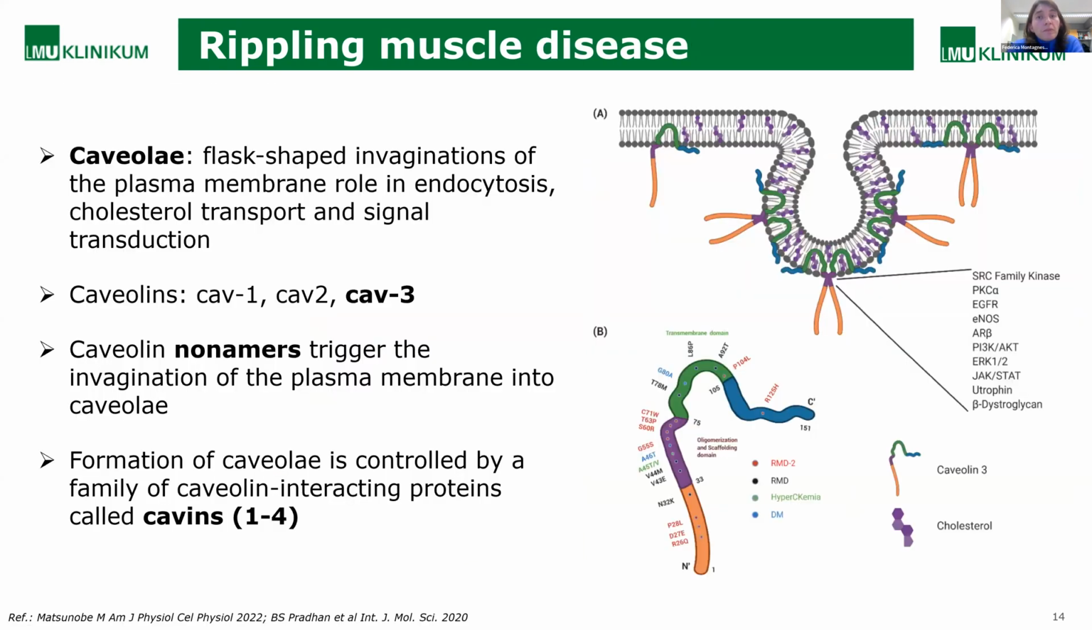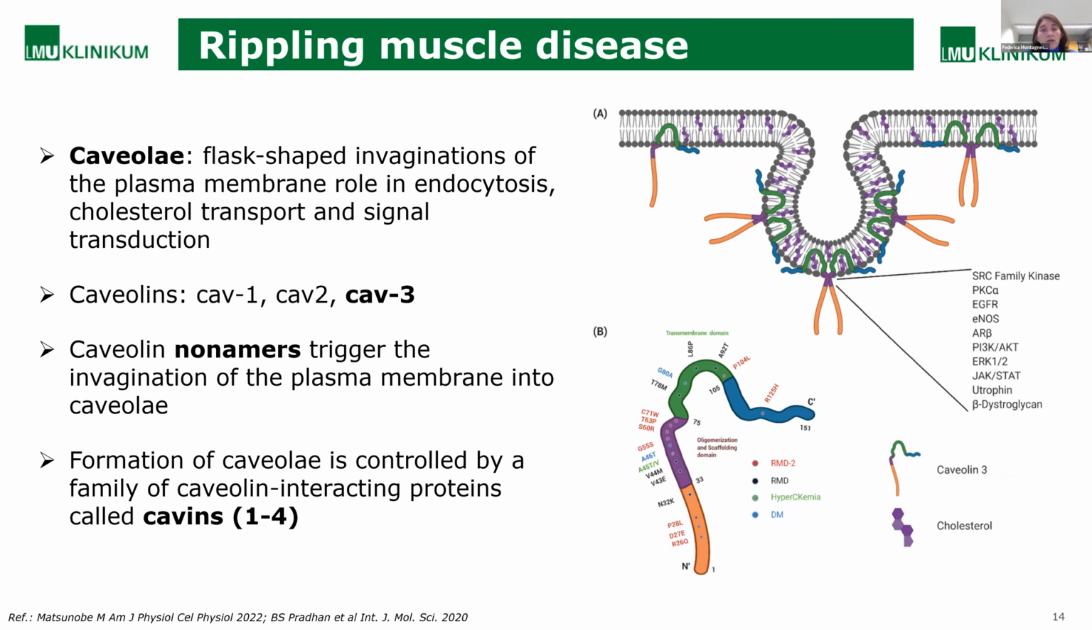The cause of rippling muscle disease is a dysfunction of caveolae, so it's a caveolinopathy. The caveolae are present in many tissues of our body and also, of course, in muscular tissue. And caveolae are these flask-shaped invaginations of the plasma membrane that play many roles within the muscle. There are different isoforms, and this caveolin-3 isoform is the one present in skeletal muscle.